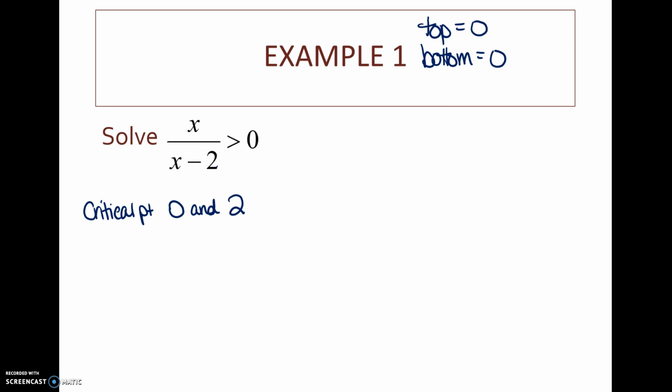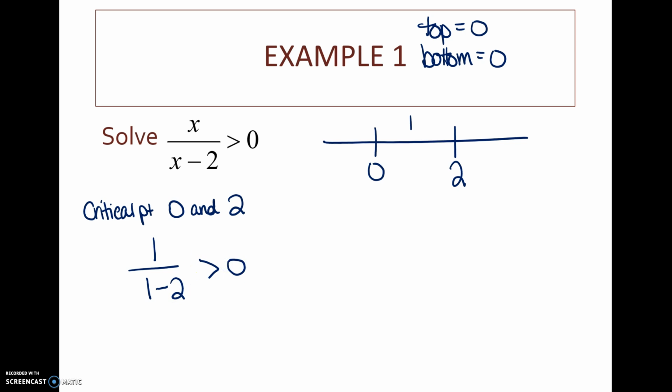When does the top equal 0? When does the bottom equal 0? Those are your critical points. So on our number line, which I can never seem to draw straight, we got 0, we got 2. I'm going to test 1. 1 over 1 minus 2, we're testing to see if that's greater than 0. 1 minus 2 is negative 1. And 1 divided by negative 1 is negative 1. Is negative 1 larger than 0? No. So that middle portion is not part of my solution.